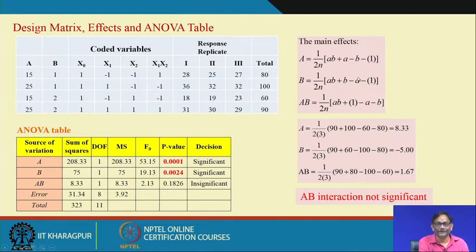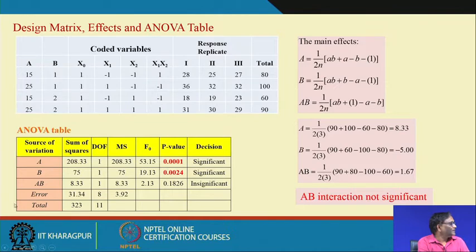So, we have shown you two ways of finding out the effects. One is basically from the physical meaning point of view, that means the effect of A when A is at low and A at high, the average difference. And this is the data, and you are getting it like this.